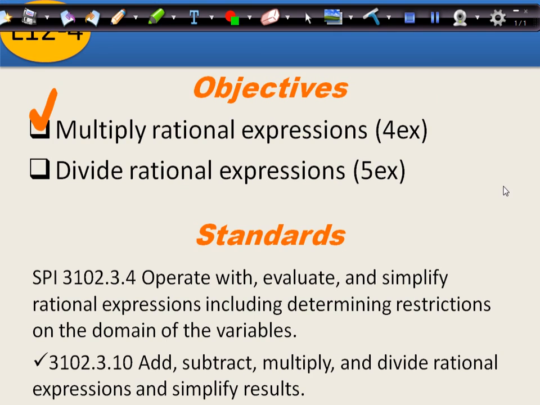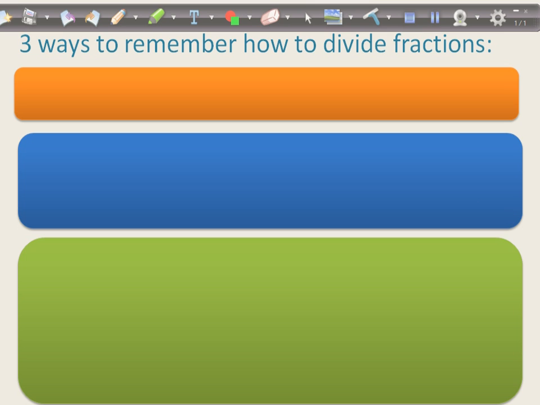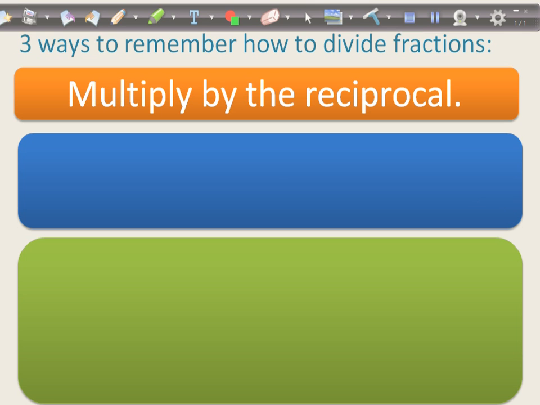All right, so we've covered the first objective about multiplying. Now we're going to look at dividing. It says 3 ways to remember how to divide fractions. One is just to multiply by the reciprocal.